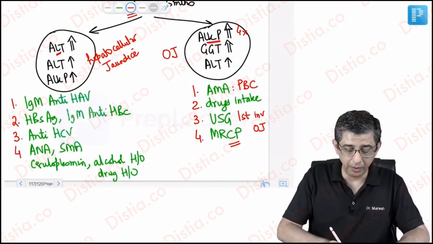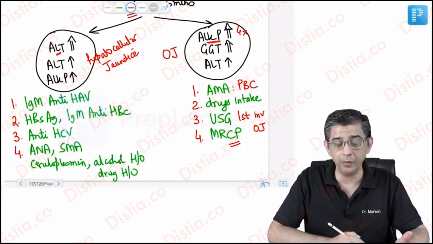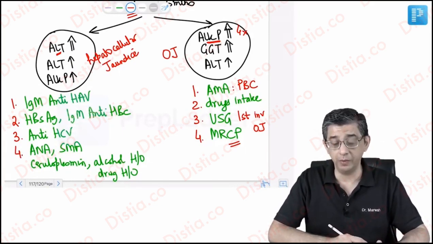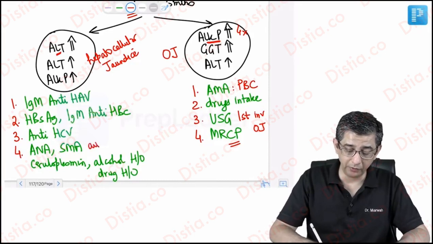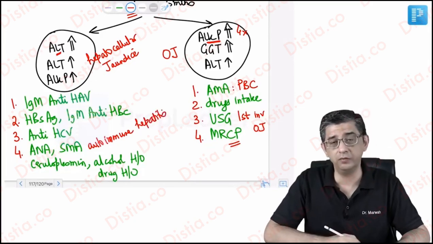However, there could definitely be causes beyond hepatotropic viruses. So I'll be doing antinuclear antibody and SMA. These would mainly be used to pick up autoimmune hepatitis. This is again a separate video that I have recorded, and you will notice it as you scroll down in the app for the liver topic.